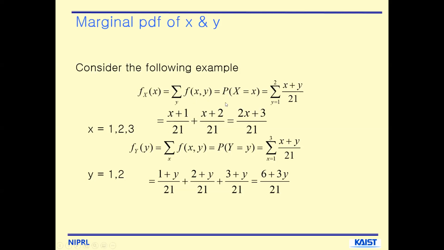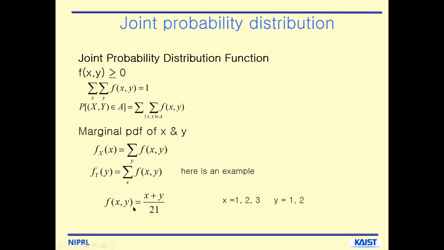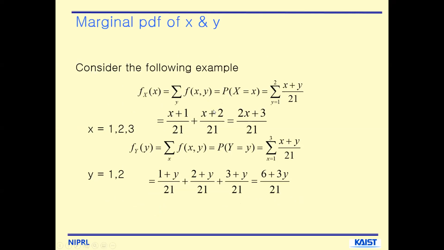Okay, now take a look at that. If I want to get f of x right here, I'm actually going to be plugging in the value of y. If I want to get f of x, that's going to be (x plus 1) divided by 21, then plus (x plus 2) divided by 21. And that was why we got something like this.